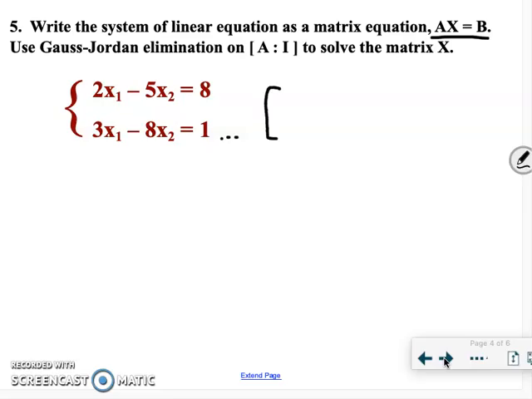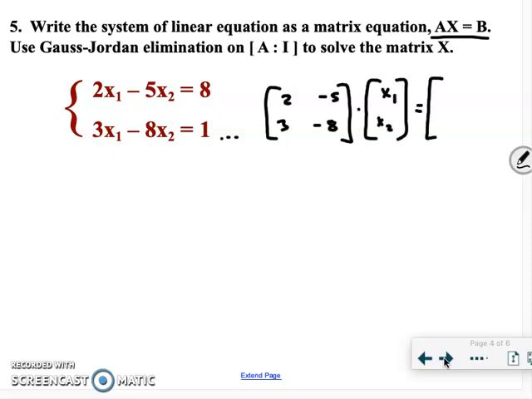A is going to be our coefficient matrix. So 2, -5, 3, -8. Times our variable matrix, which in this case looks like our variables x1, x2. Sometimes we have x and y, but here we have x1, x2. And then we have our constant matrix that appears to be A1. So lots of different ways to obtain an answer here when it comes to systems.